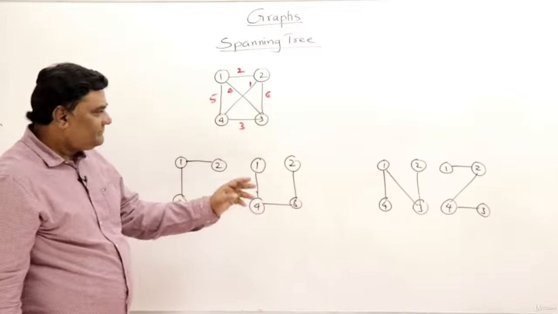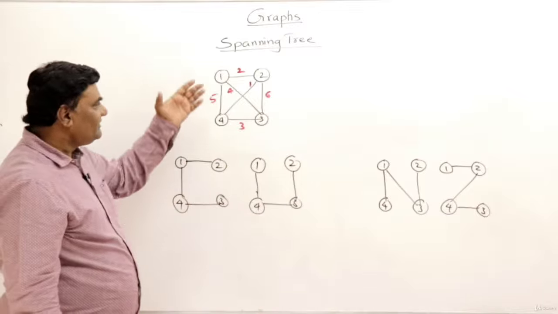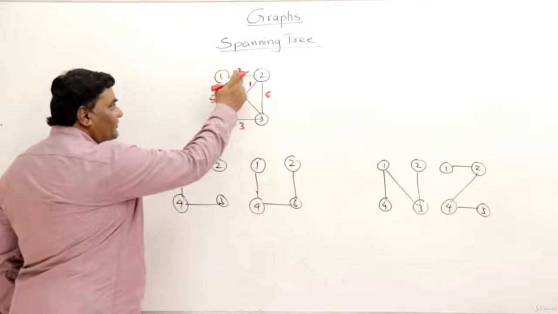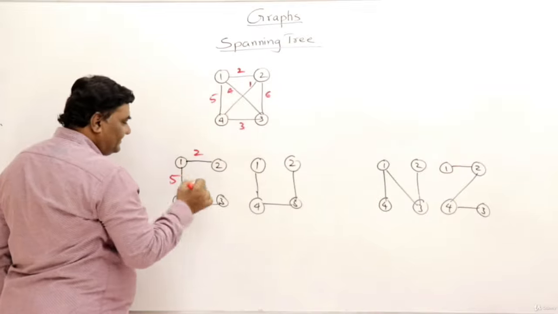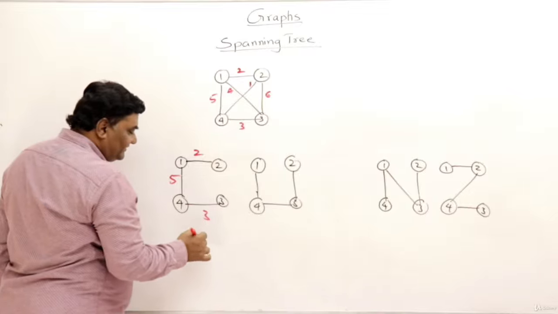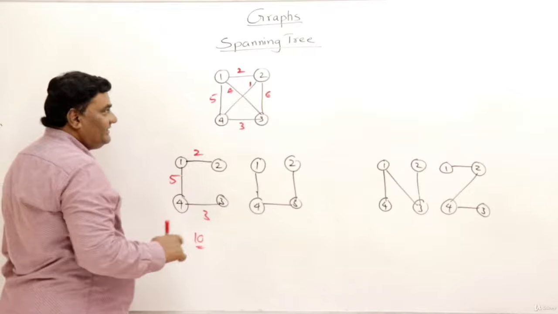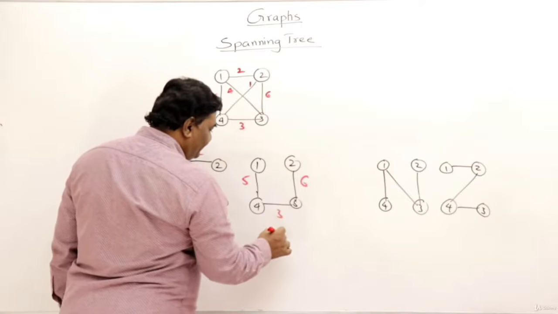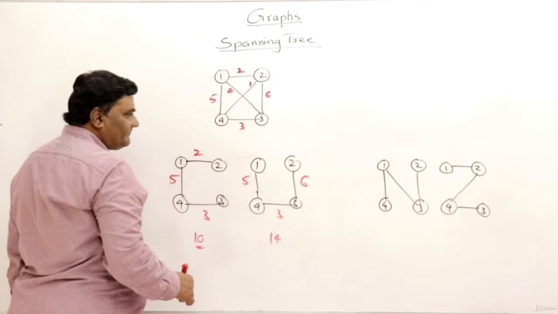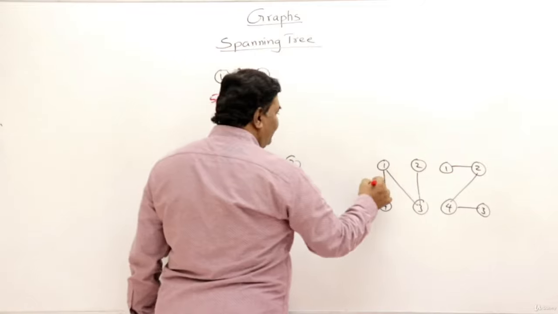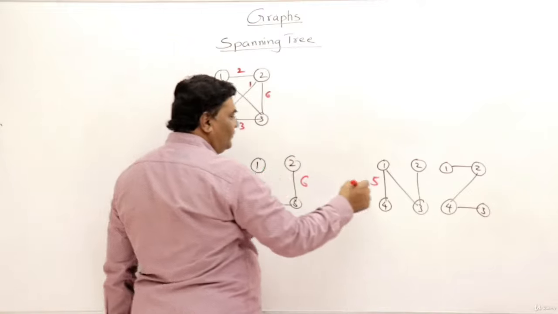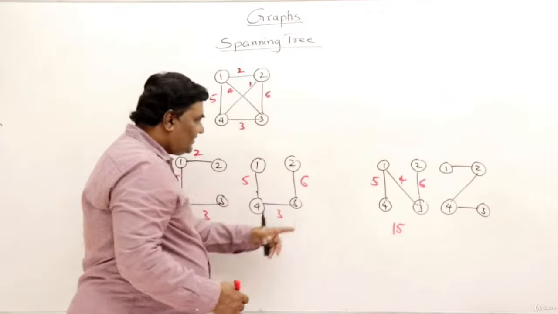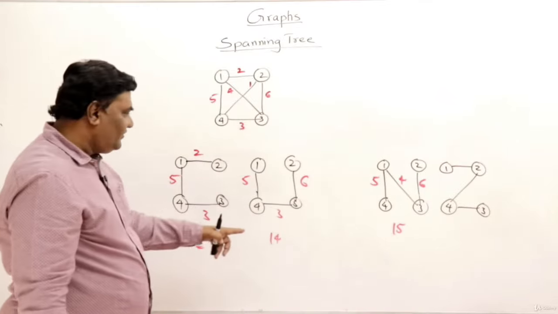So already I have a few spanning trees. Let us give those weights to this and check what the cost is. See, this edge cost is 2 and this is 5 and this is 3. So total cost is 10 for this spanning tree. And for this one, this is 5, this is 6 and 3. So this is 14. And for this, it is 5 and this edge is 4 and this edge is 6. So this is 15. Total cost is 15. So we are getting different costs, you can see.